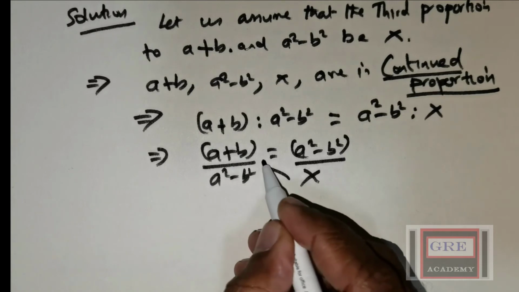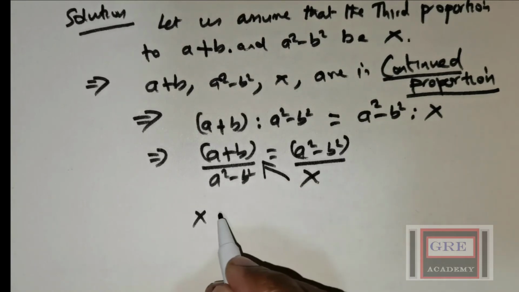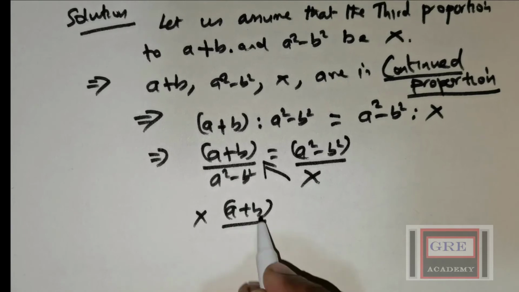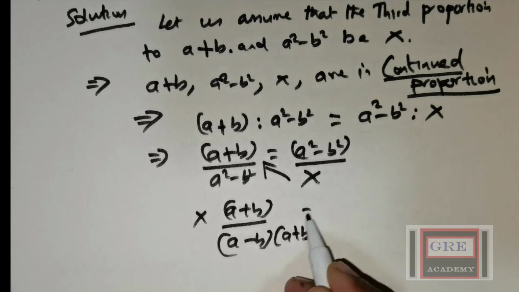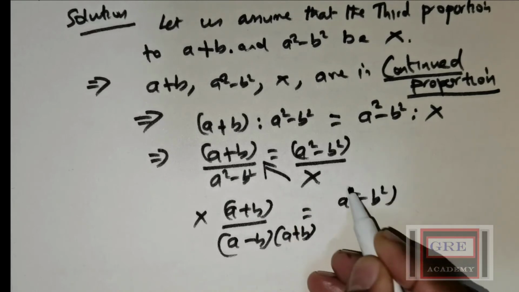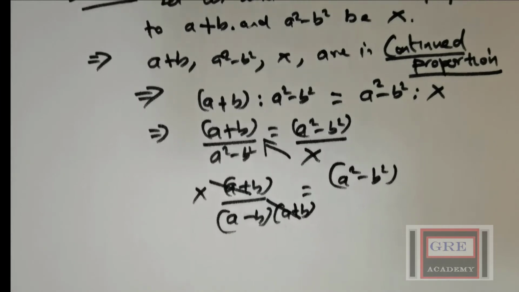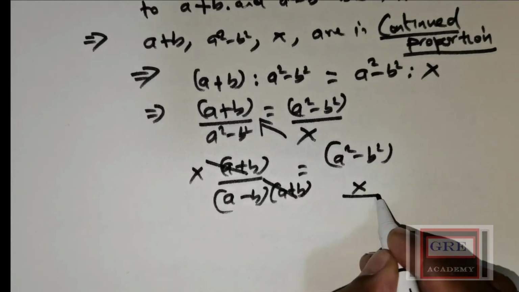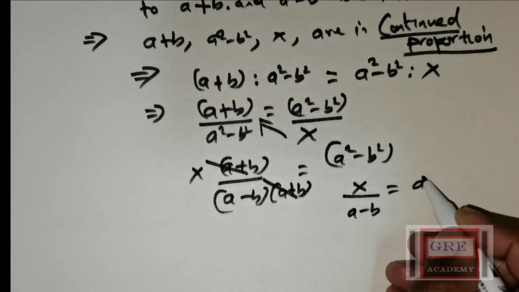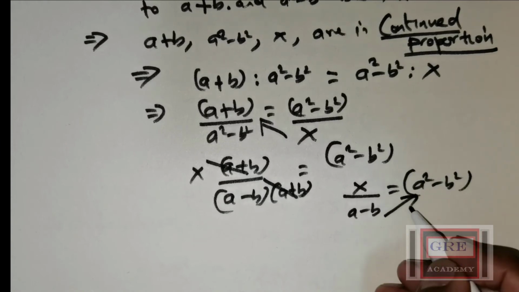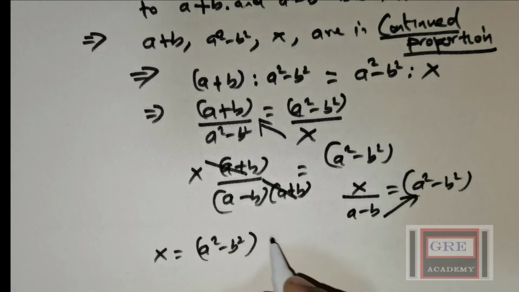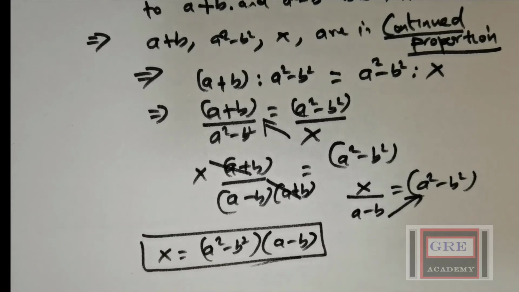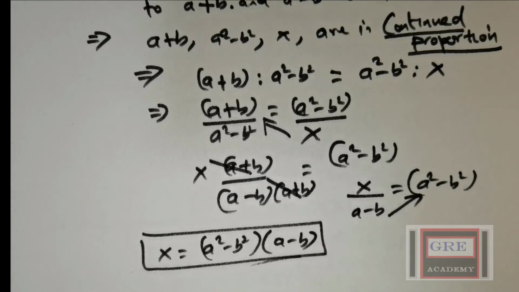Now if I move x to the left, it's going to be x times (a+b). a²−b² is (a−b) times (a+b). On the right, it's going to be a²−b². Now (a+b) can be cancelled, giving me x over (a−b) equal to a²−b². Cross multiply, I can rewrite this as x equal to (a²−b²) times (a−b). So that is the value of x, and this completes the solution for this question.